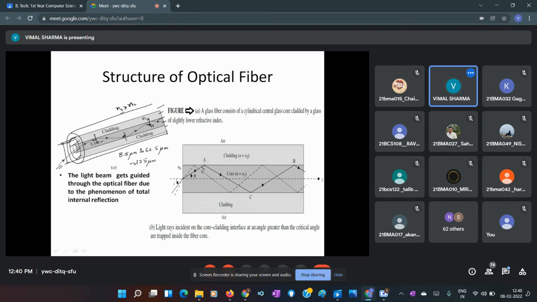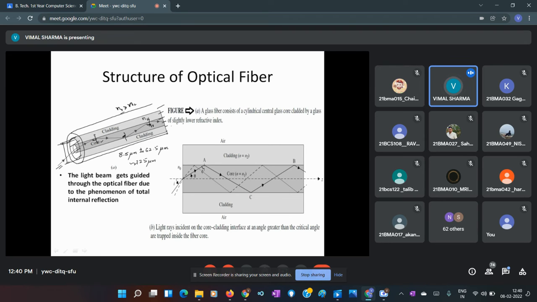To sum up, I can say that the core is the innermost part of the optical fiber, which is the light carrying member of the optical fiber. Where is the light? You can see there is no light in the cladding. It only travels through the core. So what is the importance of the core? It is that light travels through this core through total internal reflections, multiple total internal reflections.